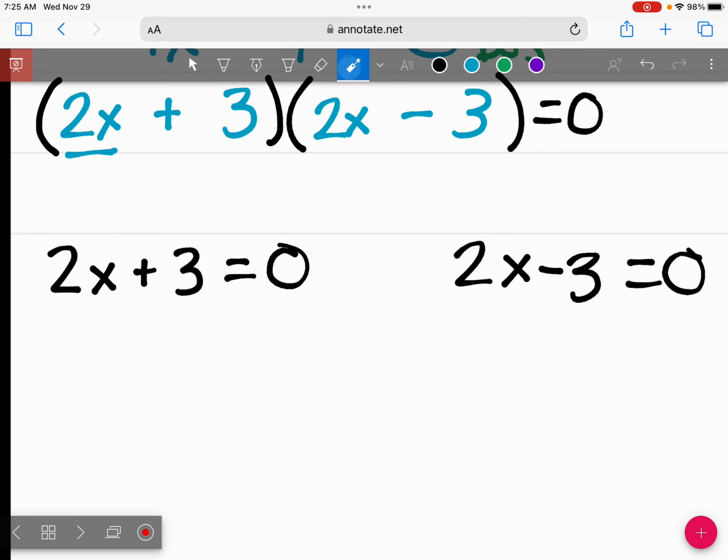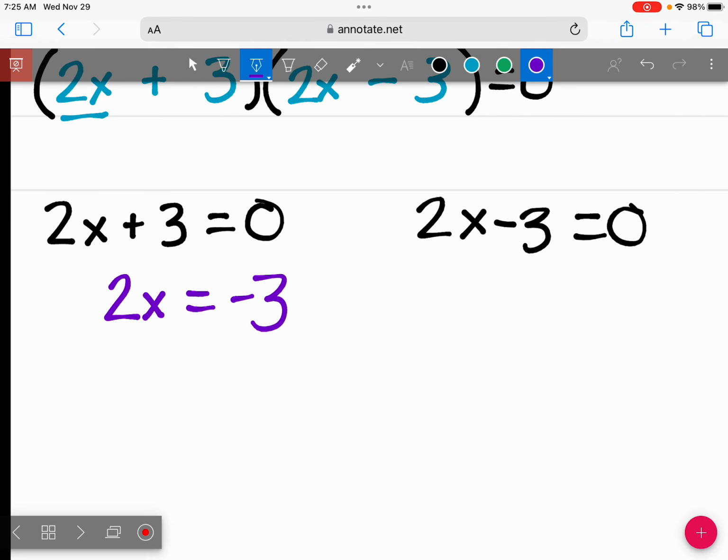So on this left-hand one over here, we're going to subtract 3 first to get 2x equals negative 3. And then we're going to divide by 2 to get x by itself, and we get x equals negative 3 halves. And we can leave it as a fraction. That's totally fine. We can leave it as an improper fraction. If you like decimals better, that's totally fine. If you're going to do negative 1.5, I don't care how you word it.